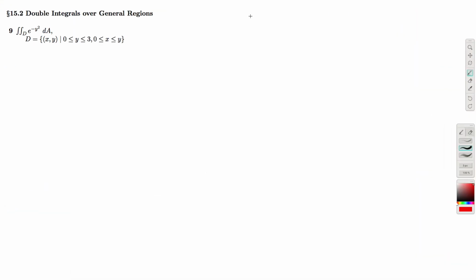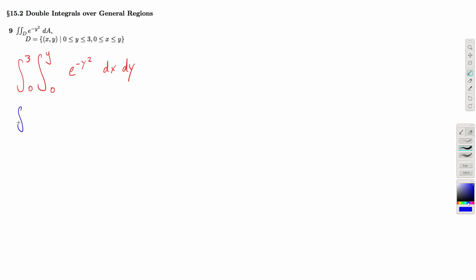Alright, this one's pretty easy. So as always, the fact that we have a y in our x limit means that x goes first. So that means 3 goes on, y goes on the outside. This goes on the inside. E to the negative y squared dx dy.